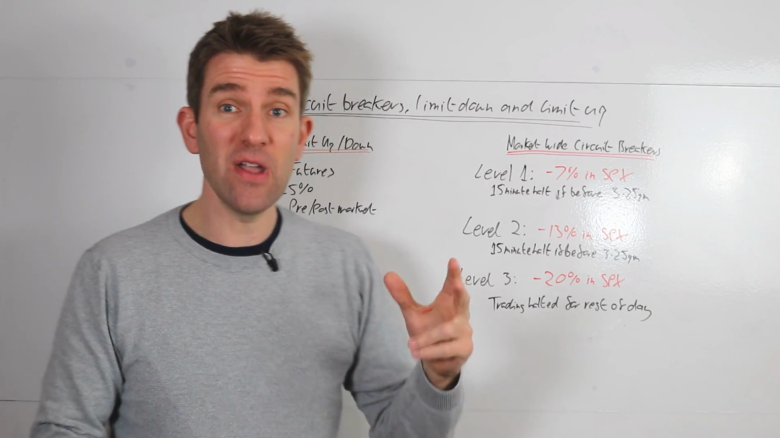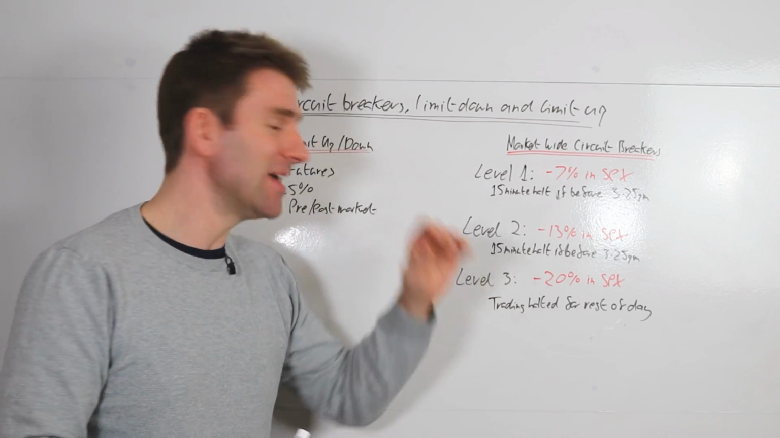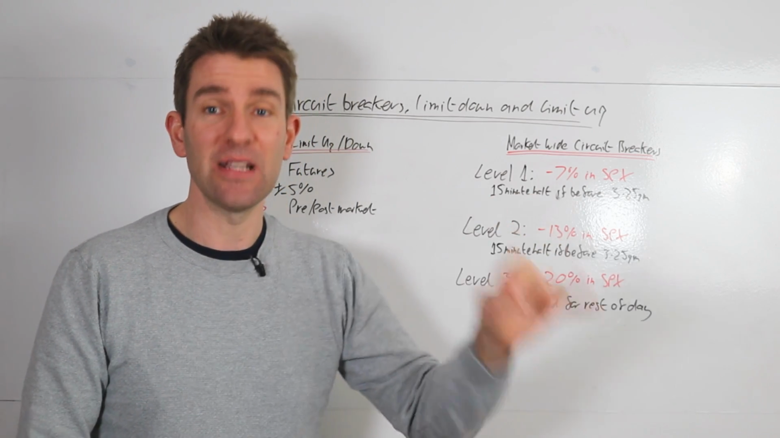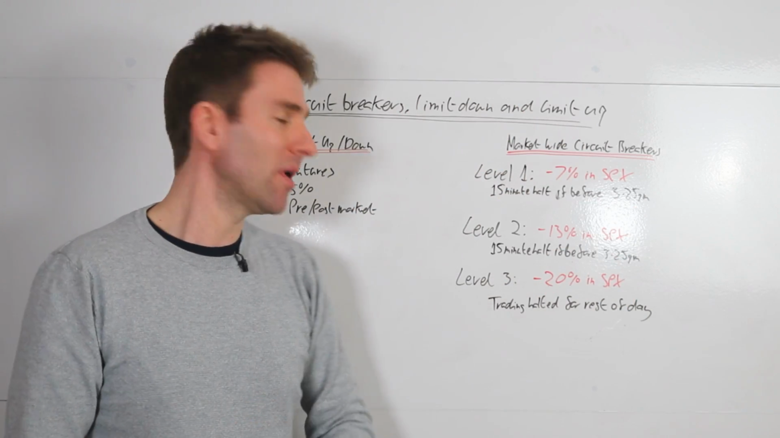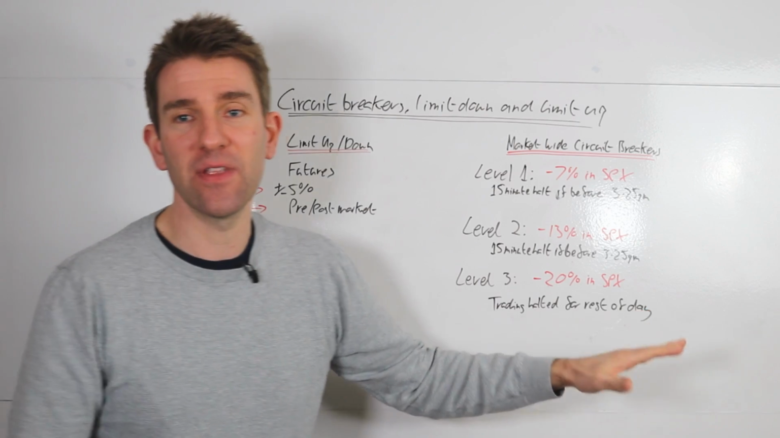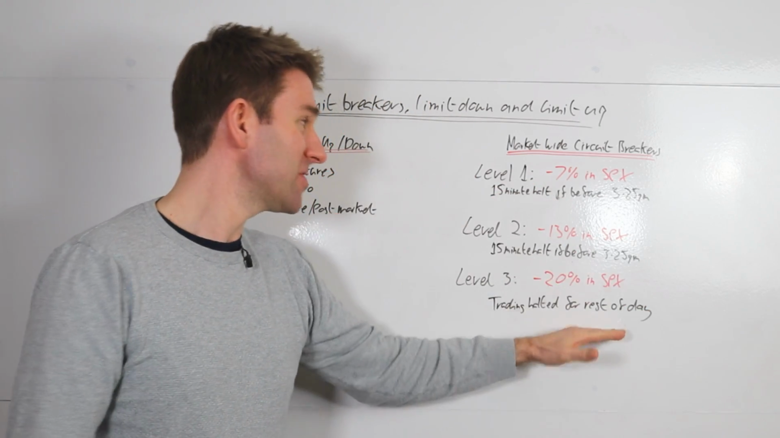Now, a level 3 halt, and if we're in a level 3 halt, boy, things are bad. A level 3 halt is 20% down in the S&P 500. Again, halted across the market, market-wide circuit breaker, that's it, game over for the day. Everyone needs to cool off and stop that selling. So that's the way it works, guys.